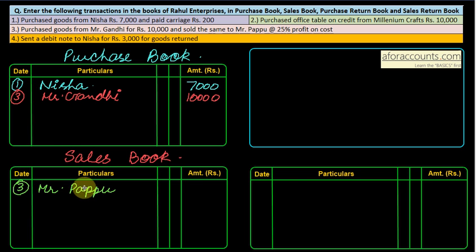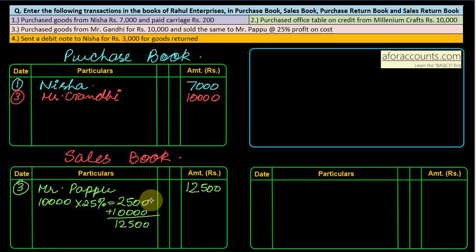25% profit on cost. So 10,000 is your cost and the 25% of 10,000 comes up to 2,500. So 2,500 profit plus your 10,000 cost comes up to 12,500 in your outer column. So 12,500 in your sales book outer column. For this working you can show separately in your working notes. I am doing it here so that you can understand easily.